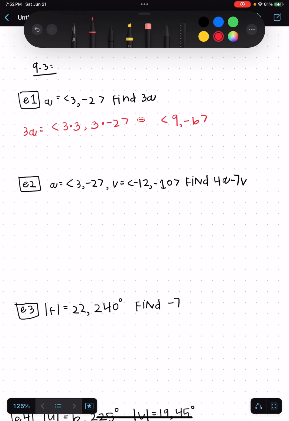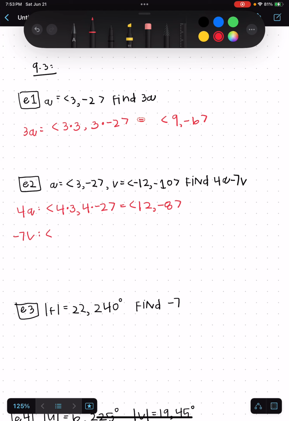We have to multiply both vectors by something and then add them together. So for vector a, we want to do 4a. So we're just going to start with 4a. For 4a, I'd have 4 times 3 and then 4 times -2, which would give me 12 and -8. And then it says -7v. I'm just going to multiply all of the v's by -7. And then instead of subtracting the 2, I'm going to add the 2.